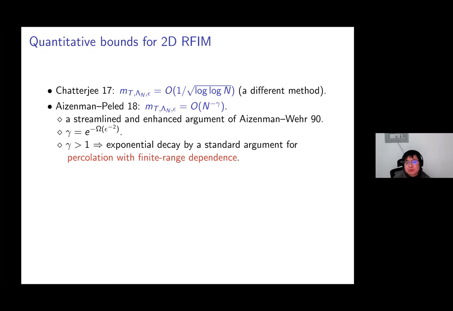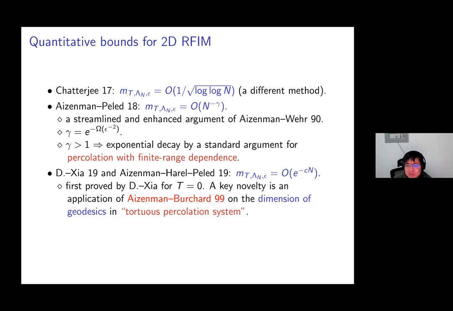In fact, if one can prove a polynomial decay with a power strictly larger than 1, then using standard arguments for percolation, this can be enhanced to exponential decay. But the argument Ding and Xia used does not quite give that. And this was established somewhat like a year later.